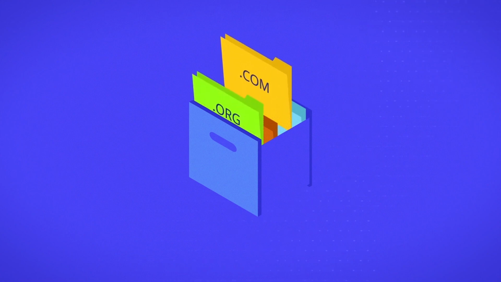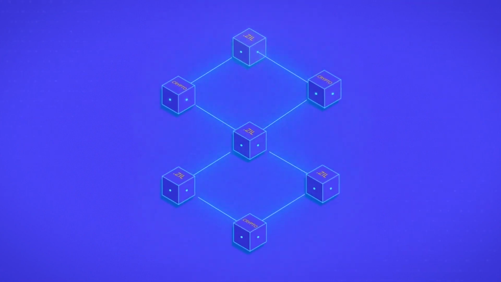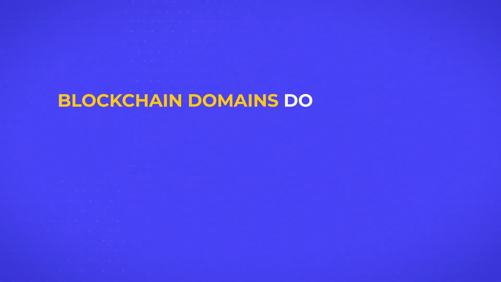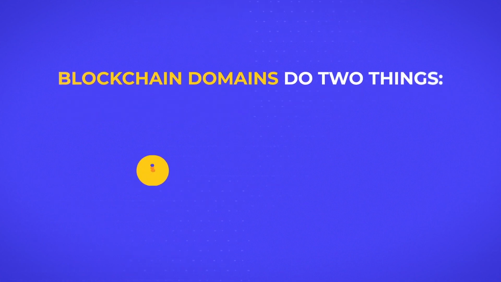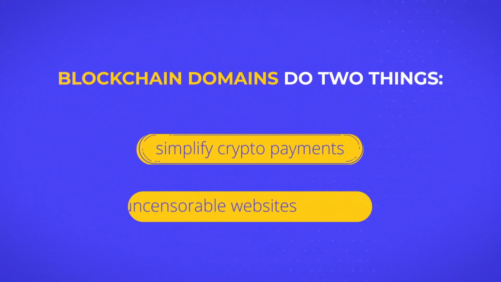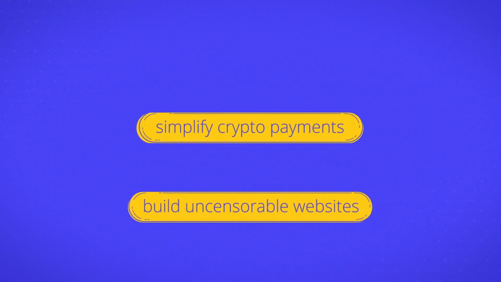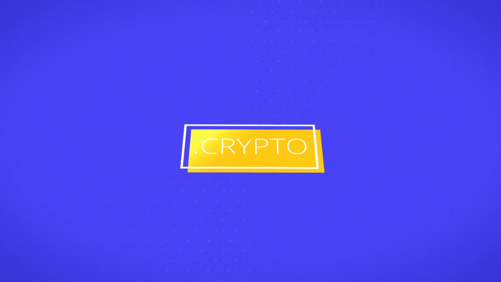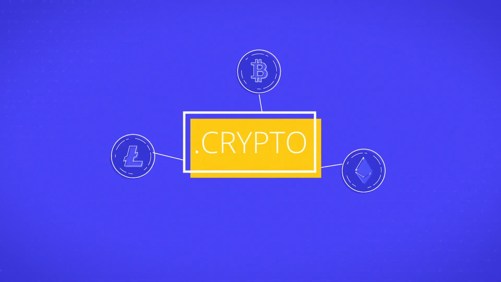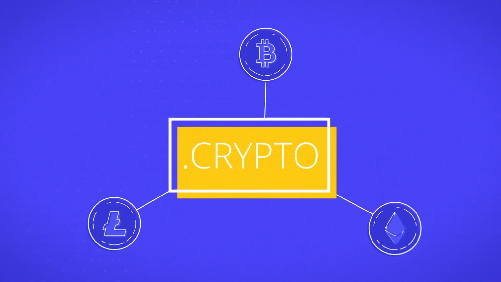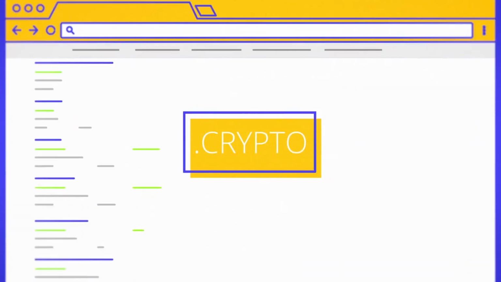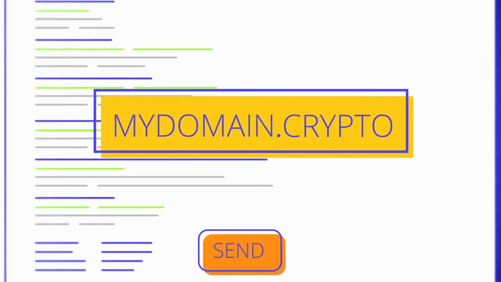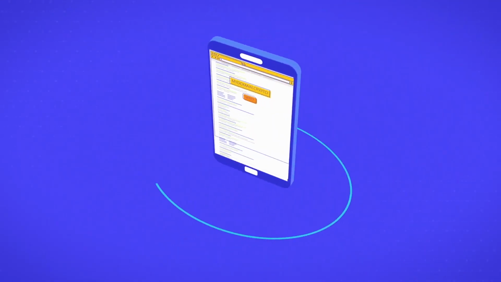A blockchain domain is like a .com or .org, except that the records are stored on a blockchain. Blockchain domains do two things that regular domains can't: simplify crypto payments and build uncensorable websites. Blockchain domains replace cryptocurrency addresses with a human-readable name. Add your crypto addresses, your Bitcoin, Ethereum, Litecoin, and any other cryptocurrency addresses all to one domain. Now someone just needs to type your domain into a wallet and send. No need to remember long addresses.